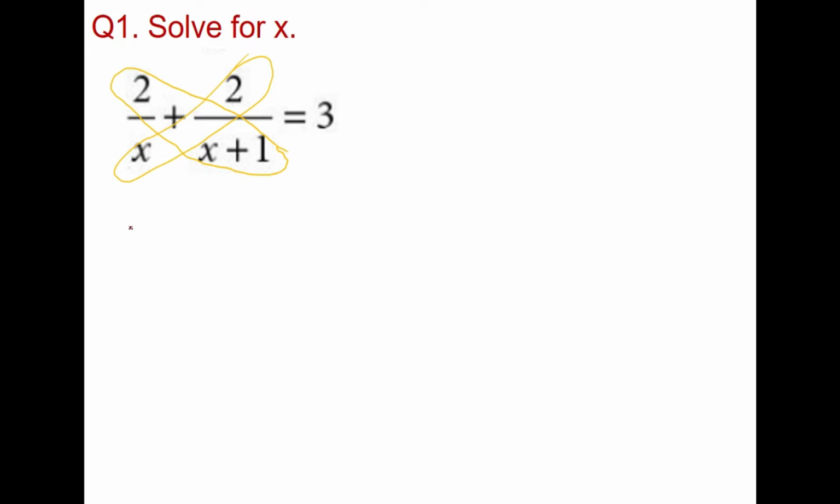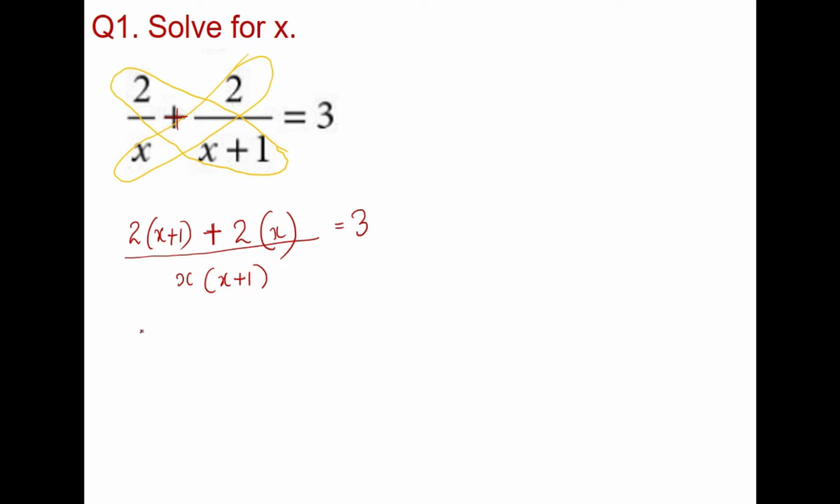So trying to bring in a single denominator, I have 2 multiplied by x plus 1. It's the plus sign here, so I put the same plus. And 2 multiplied by x, over the denominator here is going to be the product of these two, so it's x multiplied by x plus 1 equals 3.